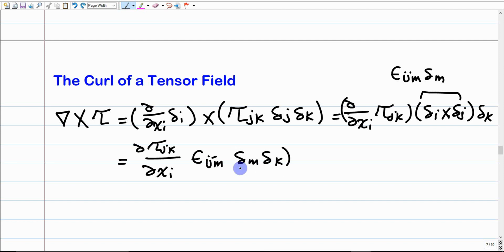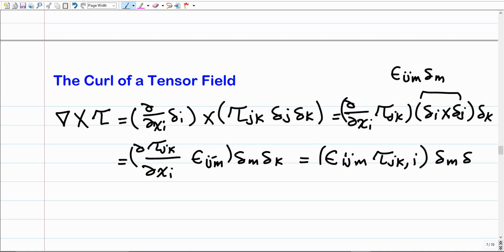So we're going to end up with a tensor, which we can write. We can even start with the epsilon in the beginning. So we're going to have epsilon ijm, and we can use the comma as delta jk comma i, because we are differentiating with respect to xi, so it's going to be comma i. These are the components, and we're going to have here the delta m delta k. Make sense?